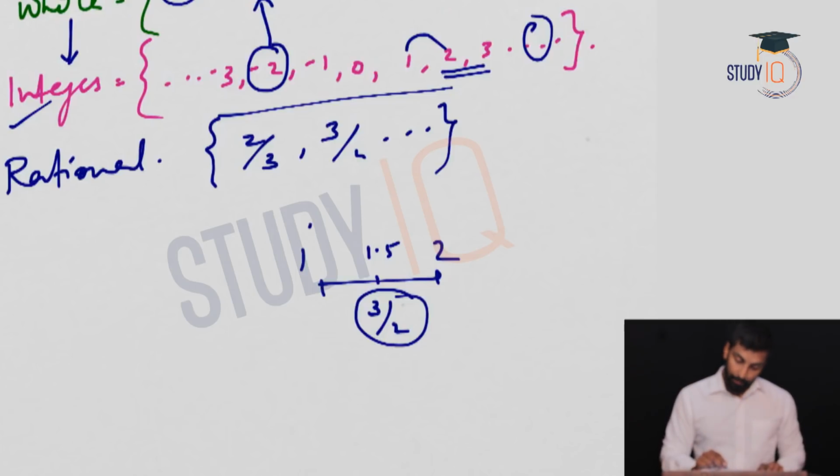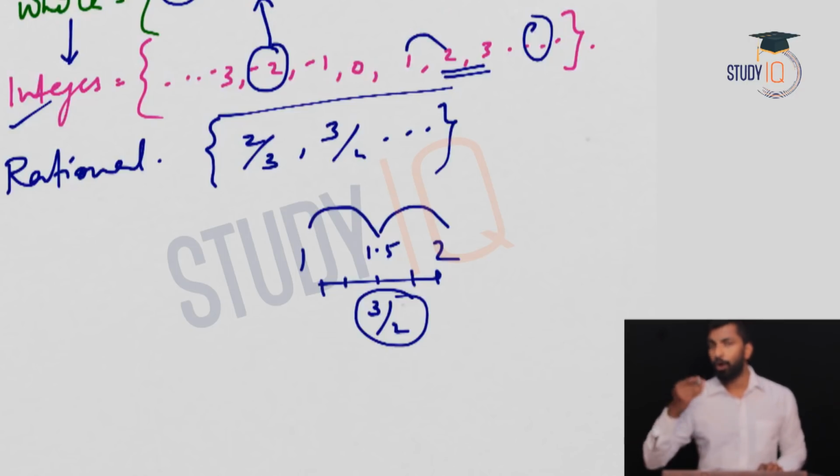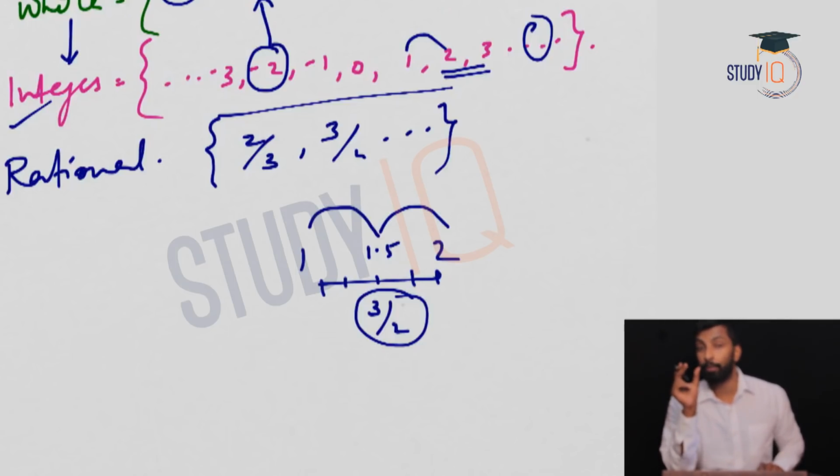Now if you take the midpoint of 1 and 1.5, you get another rational number. If you take the midpoint of this and 2, you get another rational number, and you can keep on doing this. So basically what I need to tell you is there are infinite numbers of rational numbers between any two integers. Now how will you get them? You just take the mean, or you just take the midpoints. Now how will you take the midpoints? Basically you need to take the average. That's what I mean by mean.